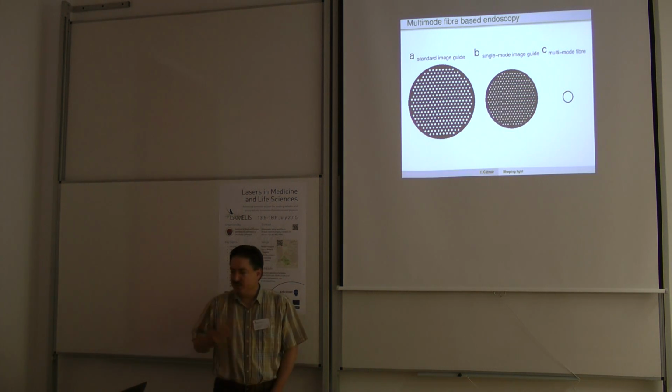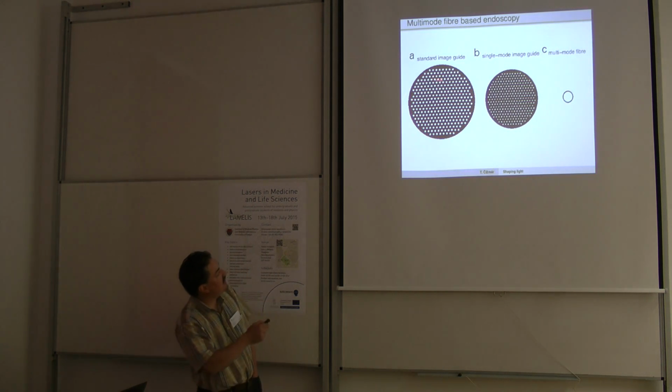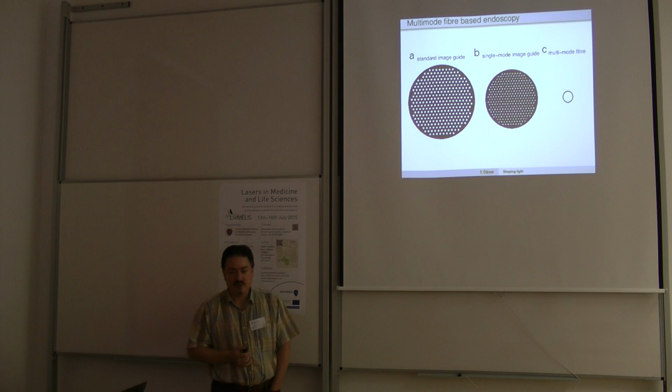And then observe what will happen at the cellular or subcellular level. You could see a release of new dendritic spines and associate this with the formation of memories. So this is the standard image guides that are used in endoscopy. This is how bulky they are, right?